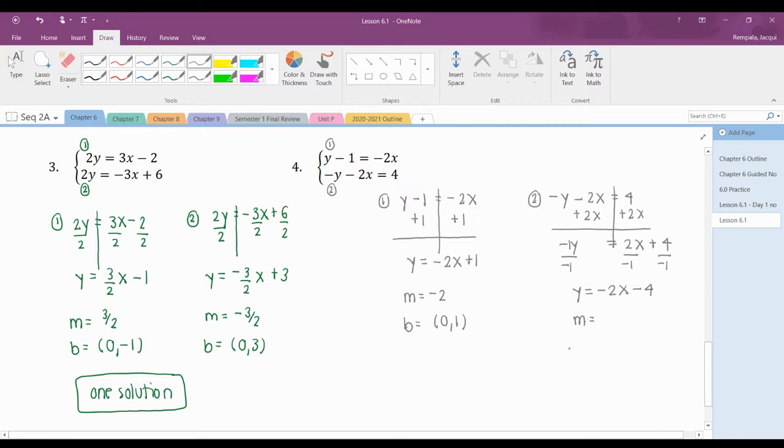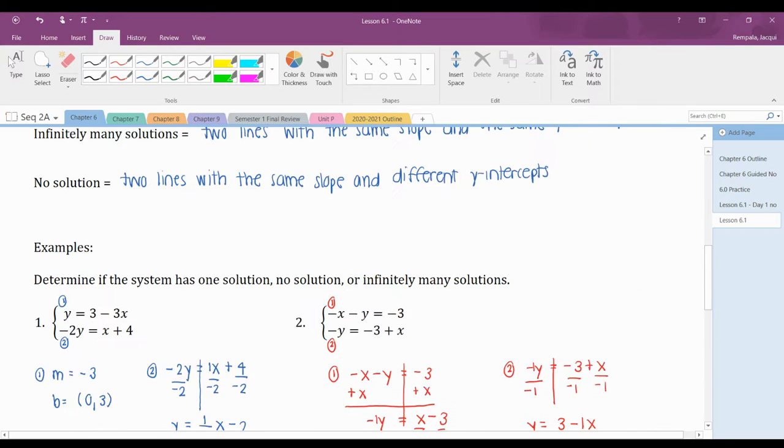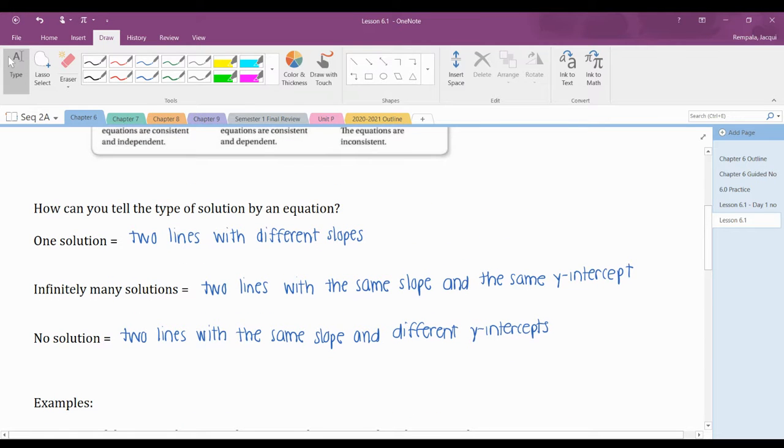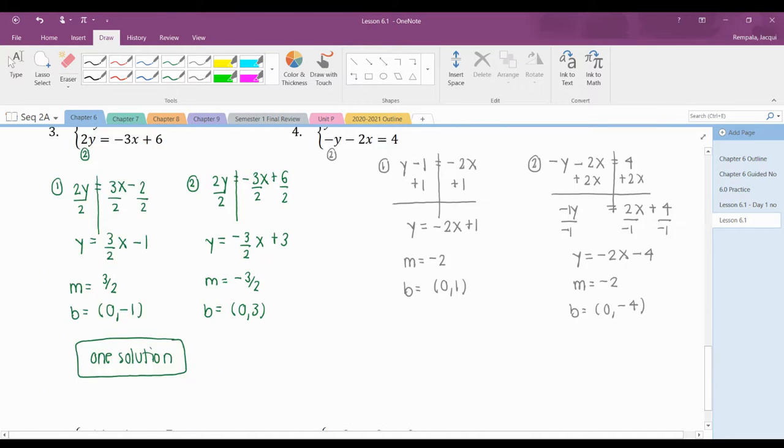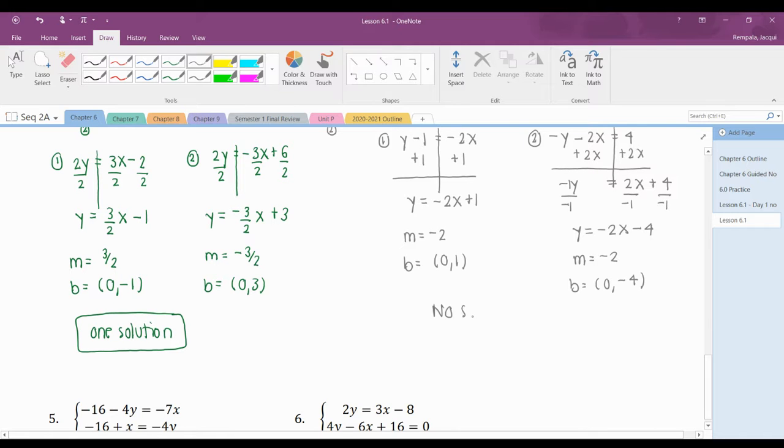If we identify our slope and our y-intercept, slope is connected to the x. That would be negative 2. Y-intercept, be careful, it's not just 4, it is negative 4, so 0, negative 4 is that y-intercept. Notice if I start comparing slope and y-intercept, slopes are the same, the y-intercepts are different. So going back up here one more time, slopes are the same, means it's either infinitely many or no solution, but notice here, no solution says the y-intercepts are different, and since that's our case, that tells us that we have no solution.